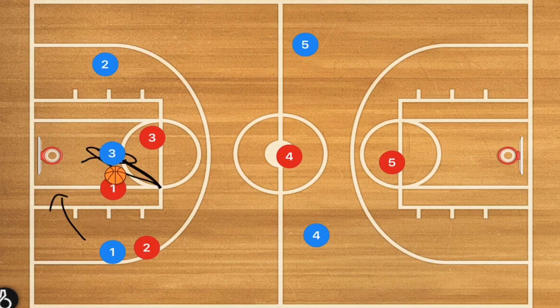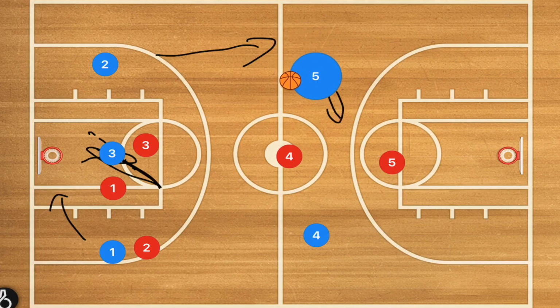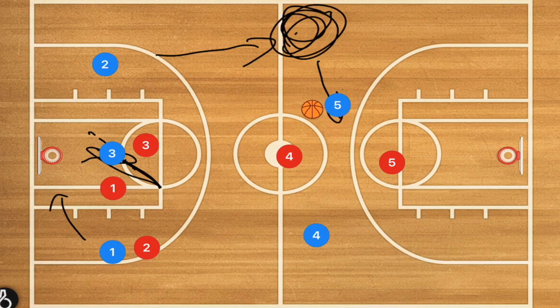And with him attacking the gap, only 1 or 2 dribbles towards the gap. Pass out, quick pass up. We have beaten their press defense. We will have player 5 take 1 to 2 dribbles towards the middle of the court because we do not want him in that corner. And now we can set up our offense.